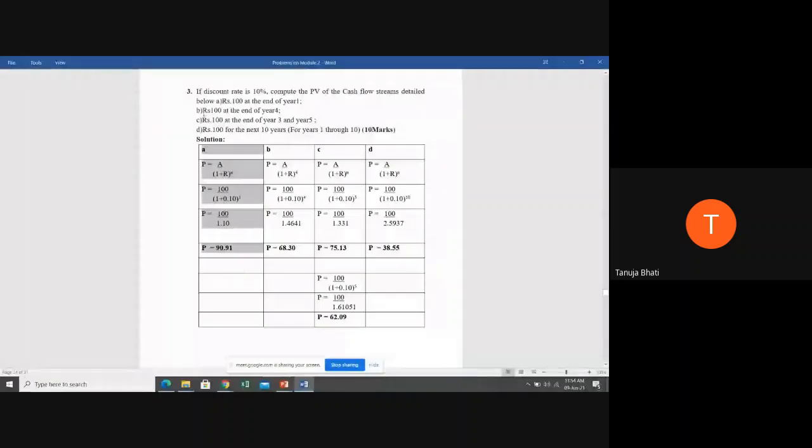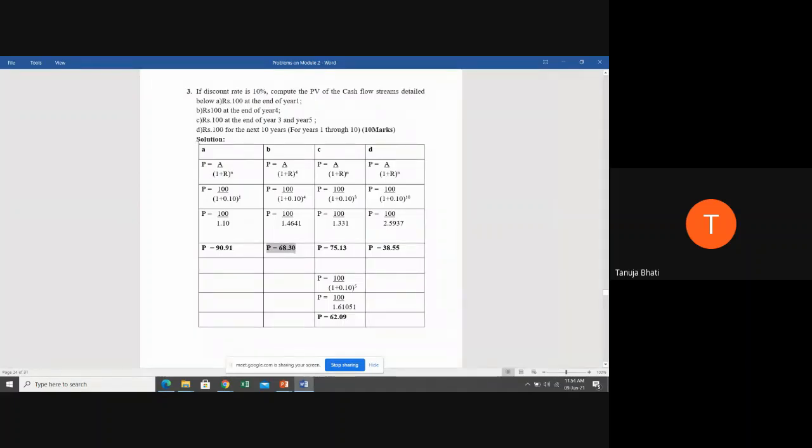Next, for B, rupees 100 at the end of year 4. So they're telling us to compute the present value for rupees 100 at the end of year 4. The discount rate is 10% for all the 4 sub questions, but the year is changing. So at the end of year 4, take n as 4 and the rest of the calculation remains the same. Then you get the present value as 68.30 rupees.